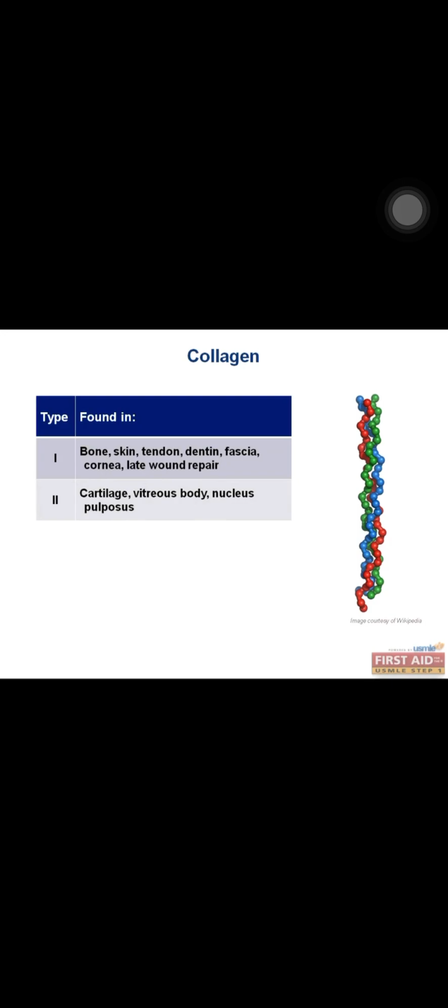For type 1, it's most important to remember that it's involved in bone, and you can remember this since the word bone has the word 1 in it. Similarly, type 2 is most important for its role in cartilage, which you can remember using the word cartilage.